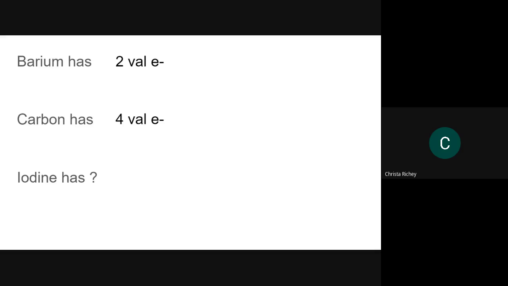Carbon is in group 4. Now, it has 4 valence electrons. The carbon group is weird. They can either give away or gain. That's why it's +4 -4. Iodine. Iodine's in group 7. It has 7 valence electrons. Does it want to gain 1 or lose 7? It wants to gain 1.